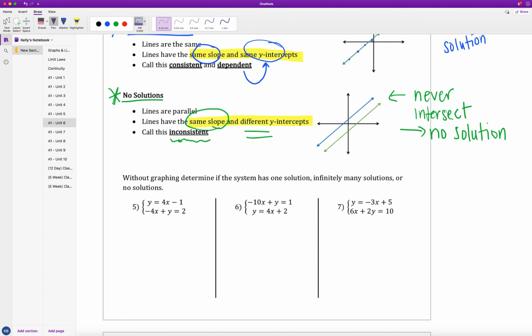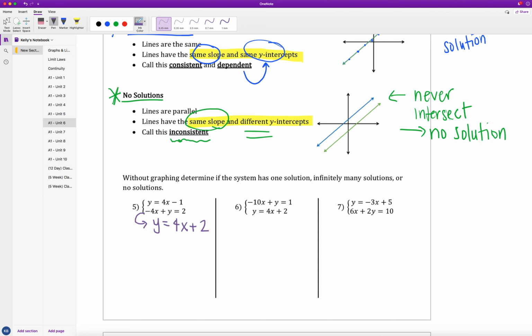I have the system y equals 4x minus 1 and negative 4x plus y equals 2. The first equation is in slope-intercept form, so I could identify the slope and the y-intercept quickly, but the second equation I need to rewrite in slope-intercept form. Why don't you guys pause the video and write the second equation in slope-intercept form on your own first. To write the second equation in slope-intercept form, I need to get y by itself, so I'm going to add 4x to the other side, and I get 4x plus 2 equals our y value.